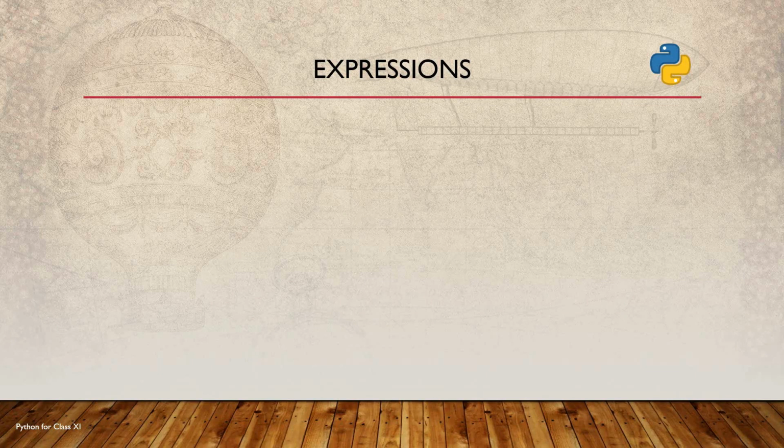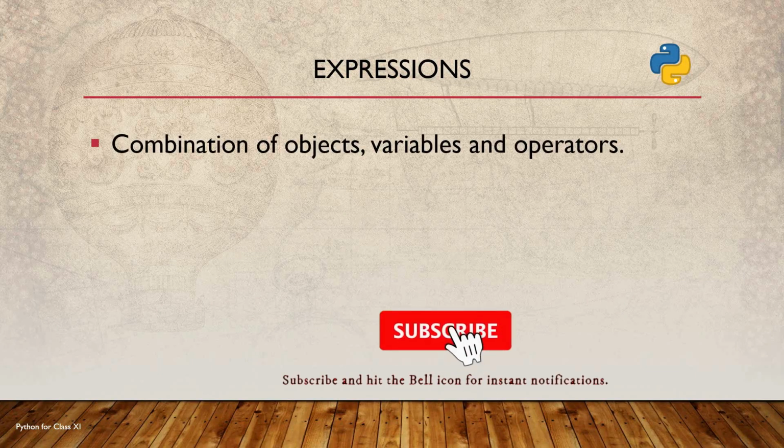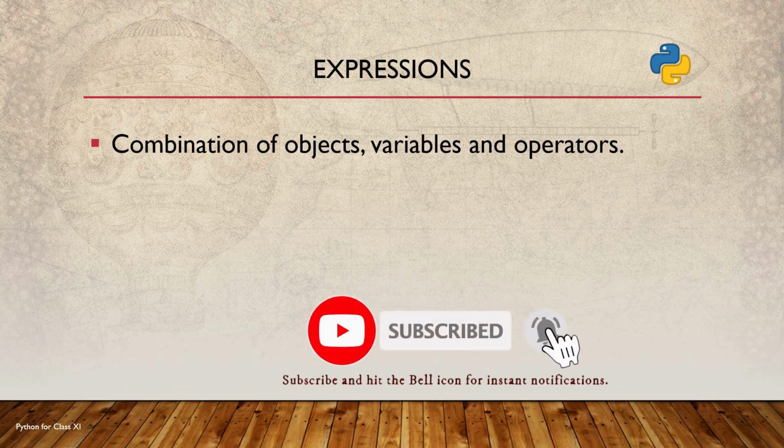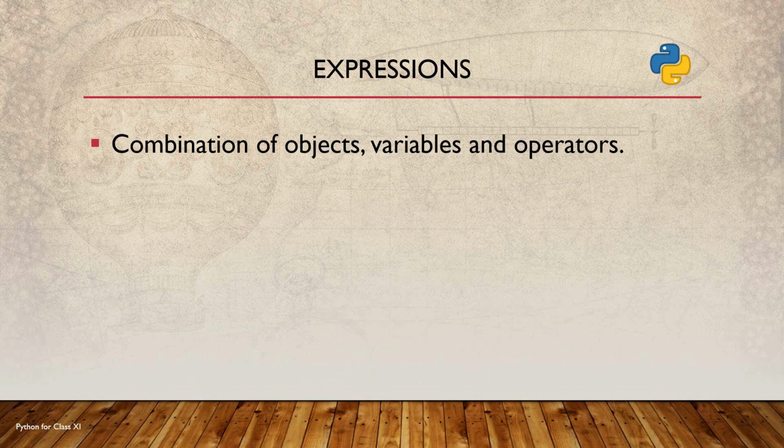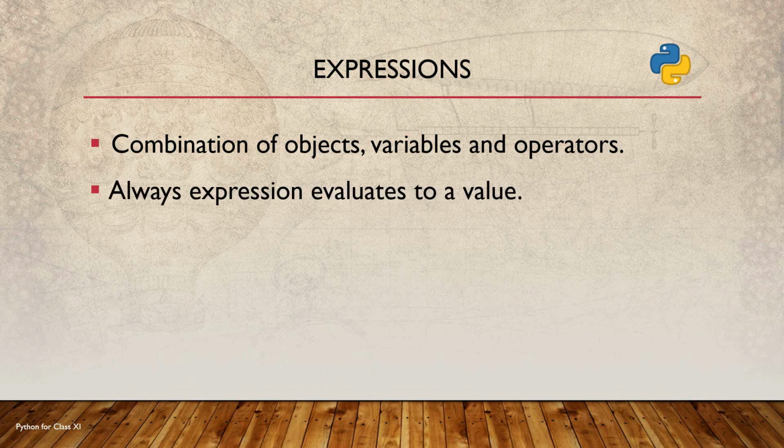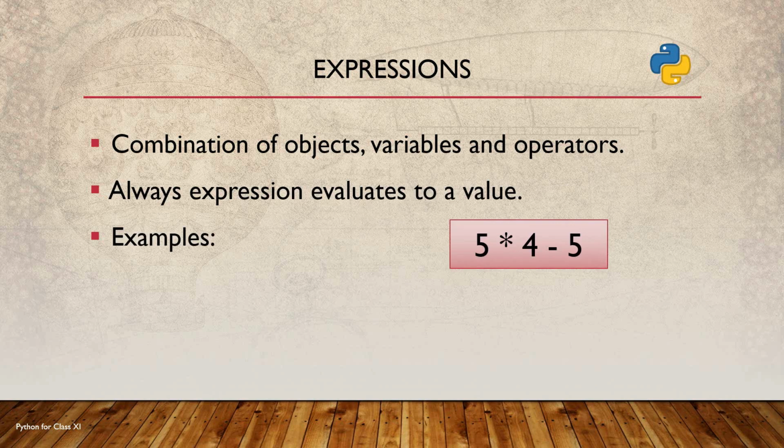First we will look at expressions. An expression is a combination of objects, variables and operators. Here objects may be numbers, strings or any other objects. An expression always evaluates to a value. If we consider examples here, 5 multiplied by 4 minus 5 is an expression which has 3 numbers and 2 operators. This expression evaluates to a value, which is 15.